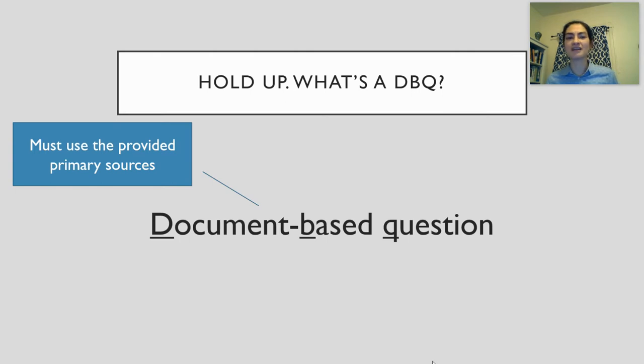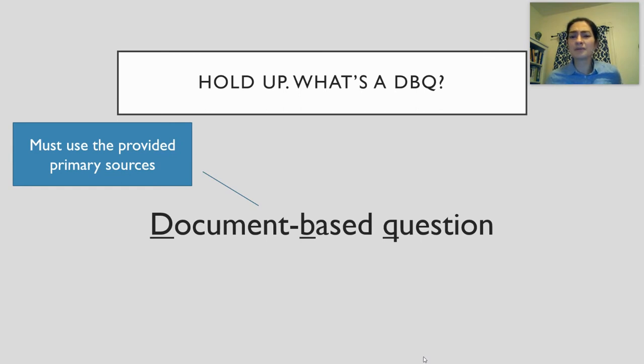So the first thing that you need to know is that it really, really, really is important that you engage with those documents, that you analyze those documents, that you think critically about those documents instead of just accepting them at face value, that you cite those documents, that you tell your reader which document you're using by putting a nice little document 2 in parentheses when you're writing. It is a question that you have to answer based on the documents they provide you.